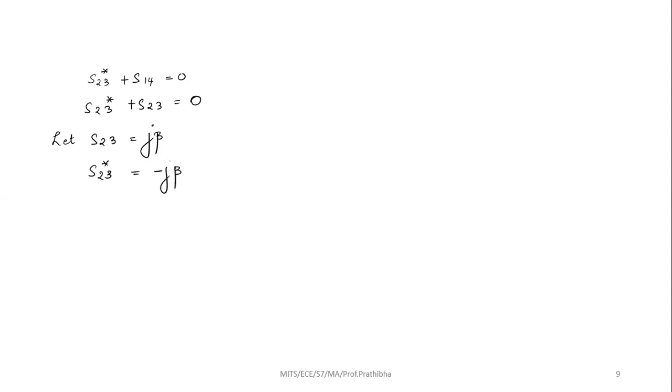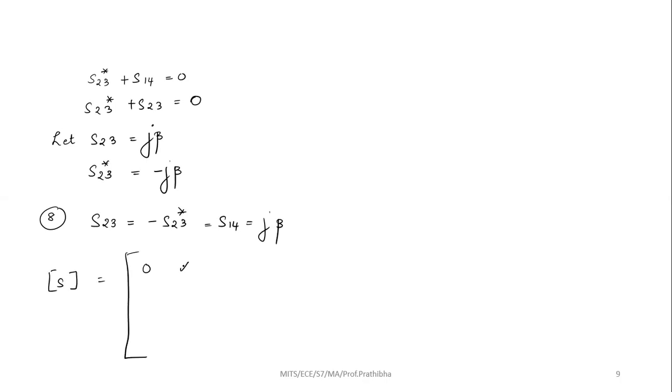Right? So now again, selecting the reference plane of port 4 with respect to port 1, we are making S14 real. So in point number 8, I'm writing S23 is equal to minus S23 conjugate is equal to S14 is equal to j beta. I'm not doing anything great, I'm just substituting everything back into the S matrix. If you go back and check your S matrix, you will get something like this. So you will see that we have just replaced it with alpha and j beta.